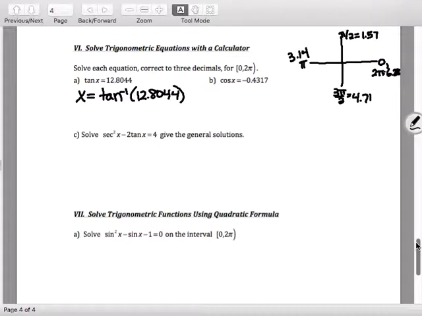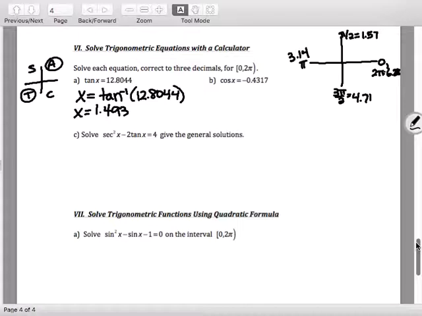So when I look at tangent x equals 12.8044, if I look at the original problem and I say all students take calculus, there are 2 quadrants that tangent is positive. What would be those 2 quadrants? 1 and 3. All right, so on your calculators, when you do inverse tangent of 12.8044, what does the calculator spit out? Okay, and let's go 3 places.